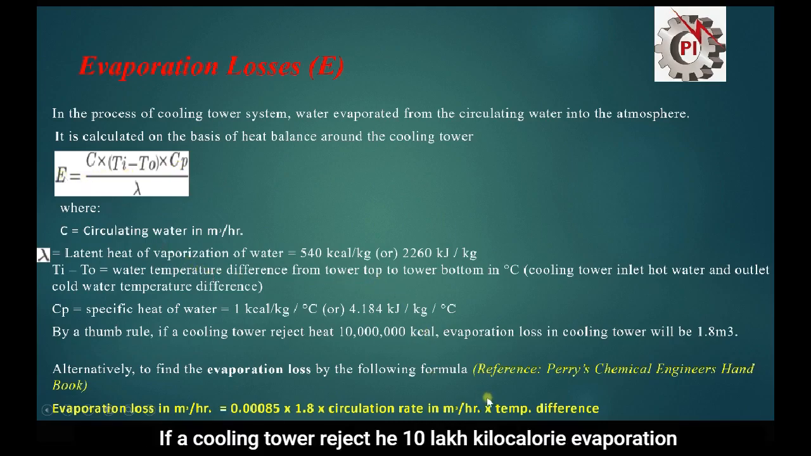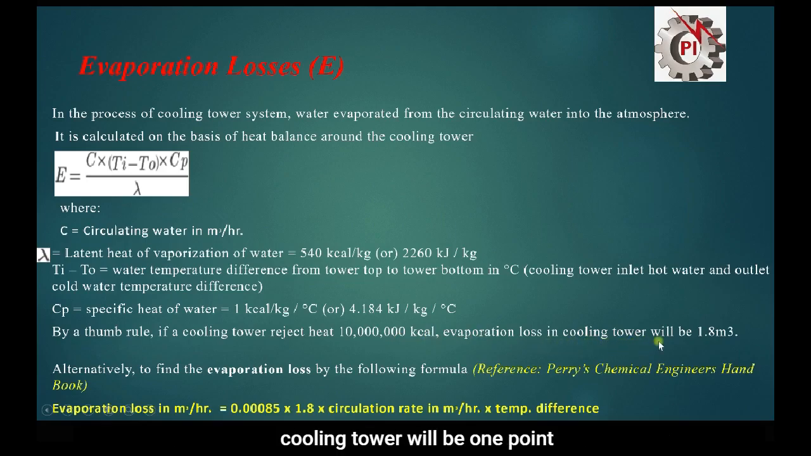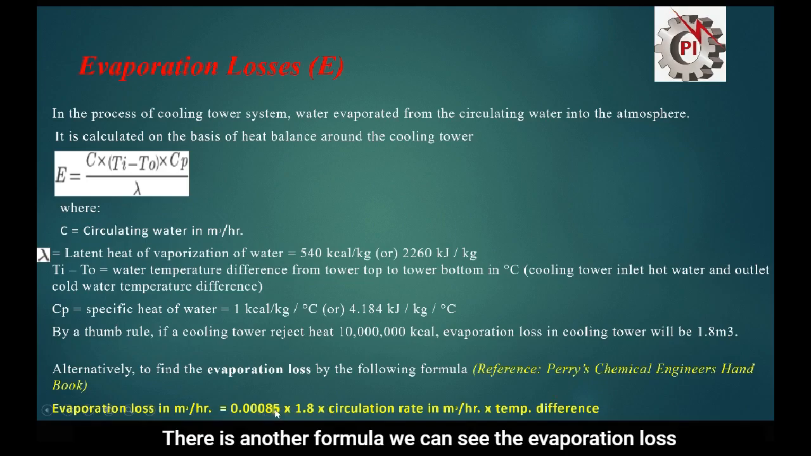As a thumb rule, if a cooling tower rejects heat of 10 lakh kilocalorie, the evaporation loss in the cooling tower will be 1.8 cubic meter. This is one of the thumb rules. Alternatively, there is another formula for evaporation loss: 0.00085 multiplied by 1.8, multiplied by the circulation rate in cubic meter per hour, and the temperature difference, meaning the range temperature.